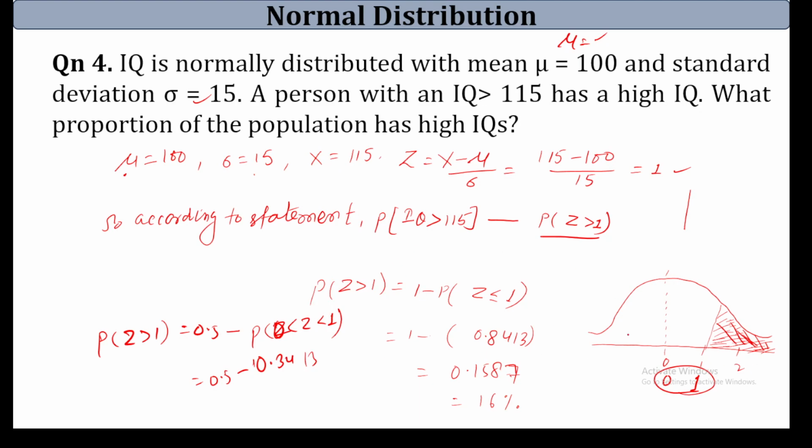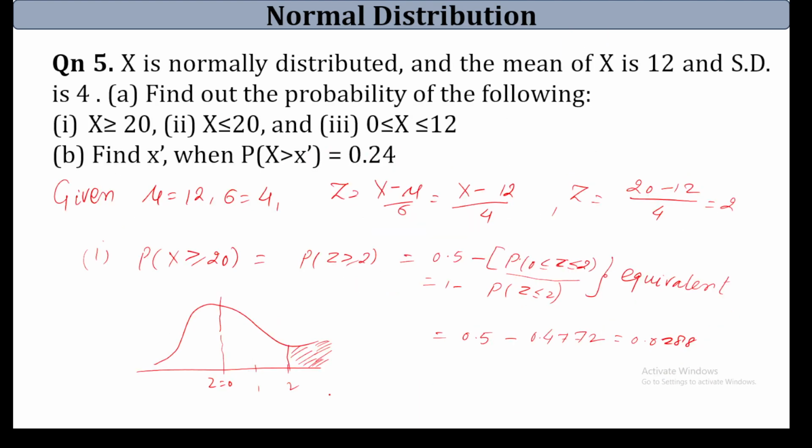Alternatively, I take the total area 1 and subtract this one. 1 minus P of Z, whatever the value, so it will be the total area from here only. So 0.8413. For that we have a different table, but the answer will become the same. 0.5 minus that, so it will come to 0.1587 only. So that's how in the normal distribution we can use the table.